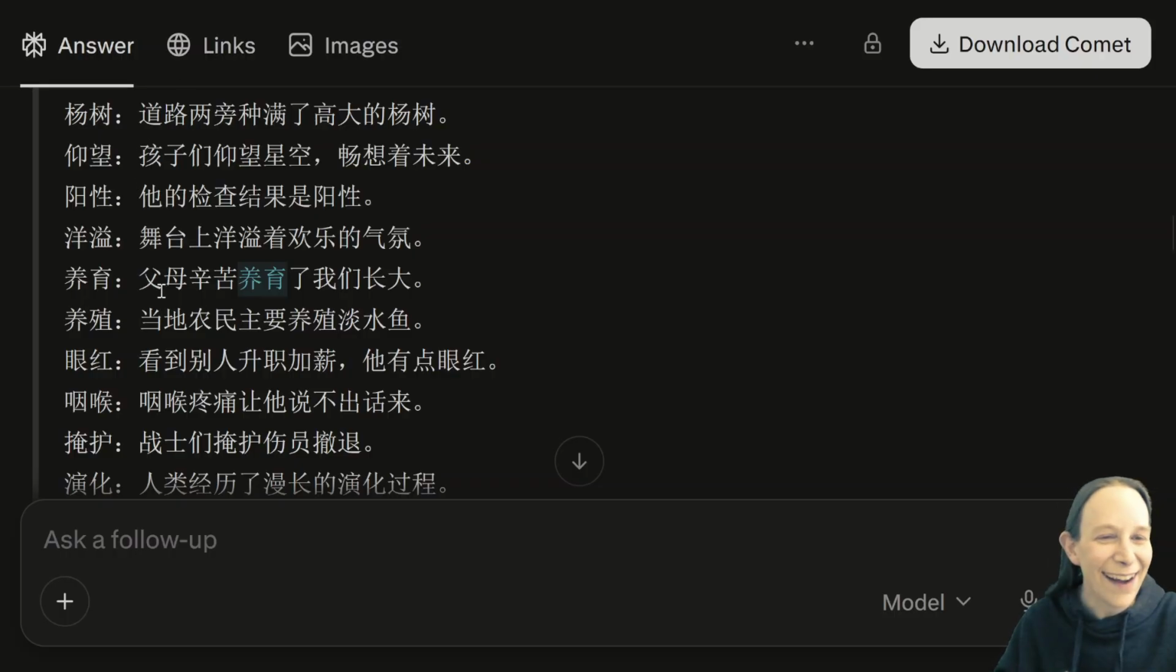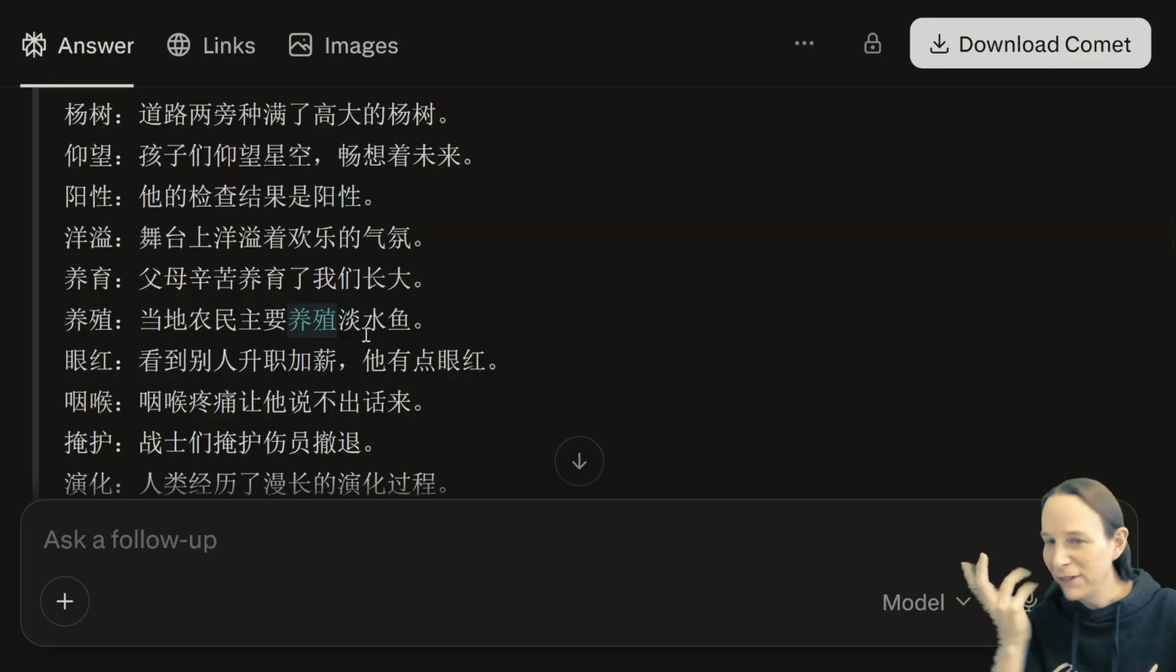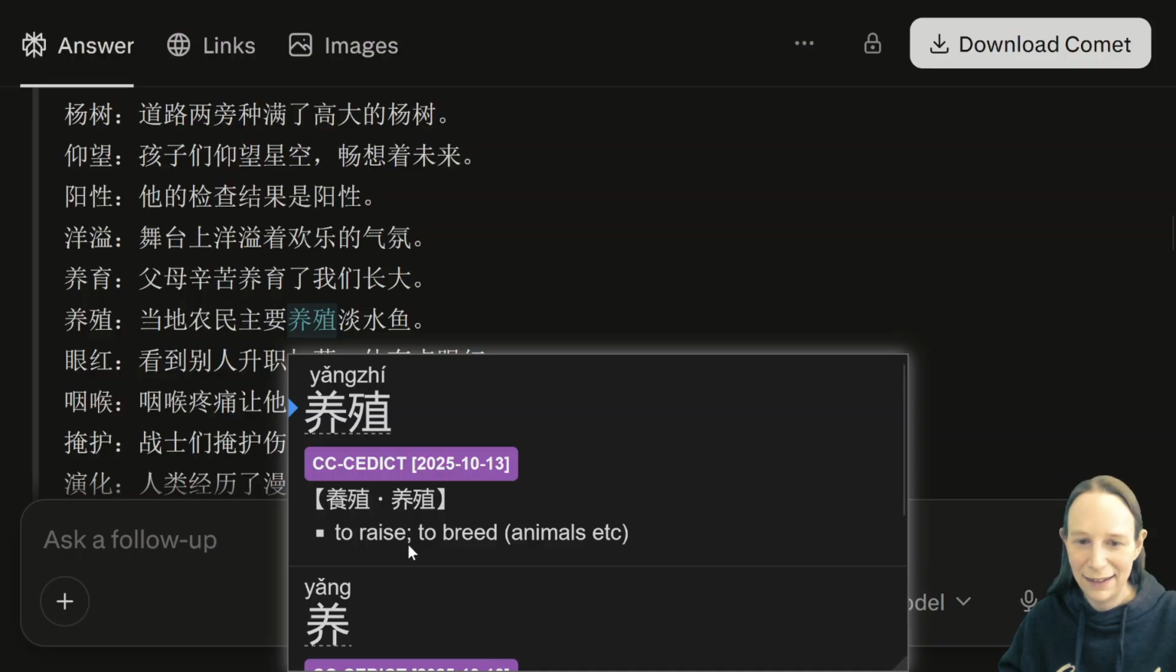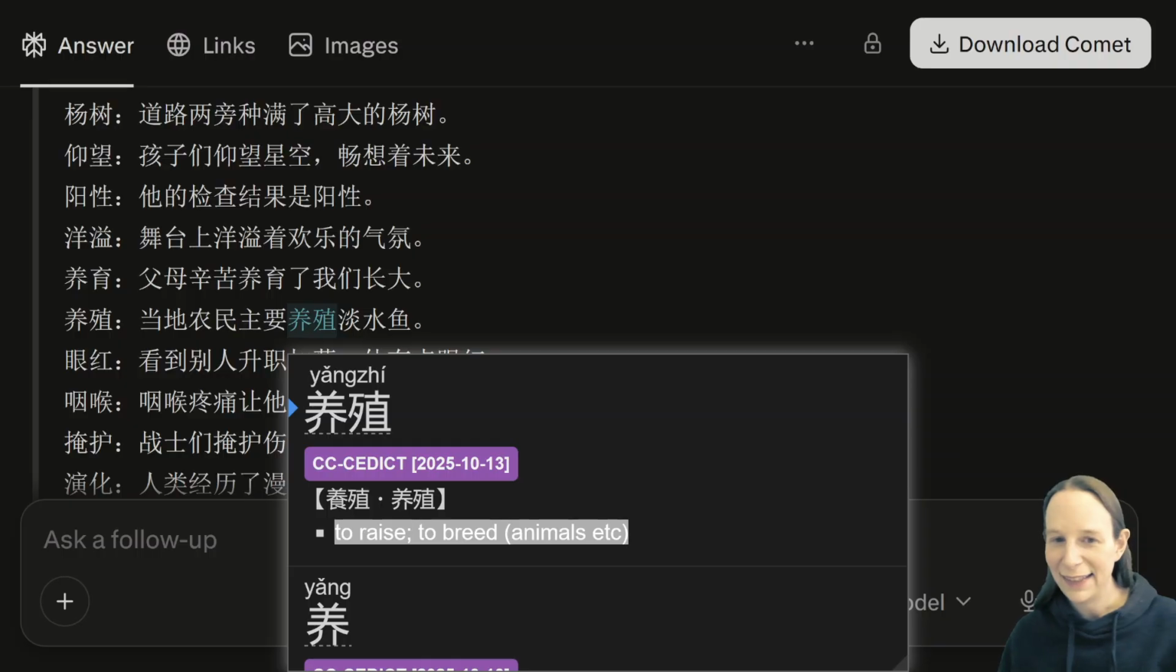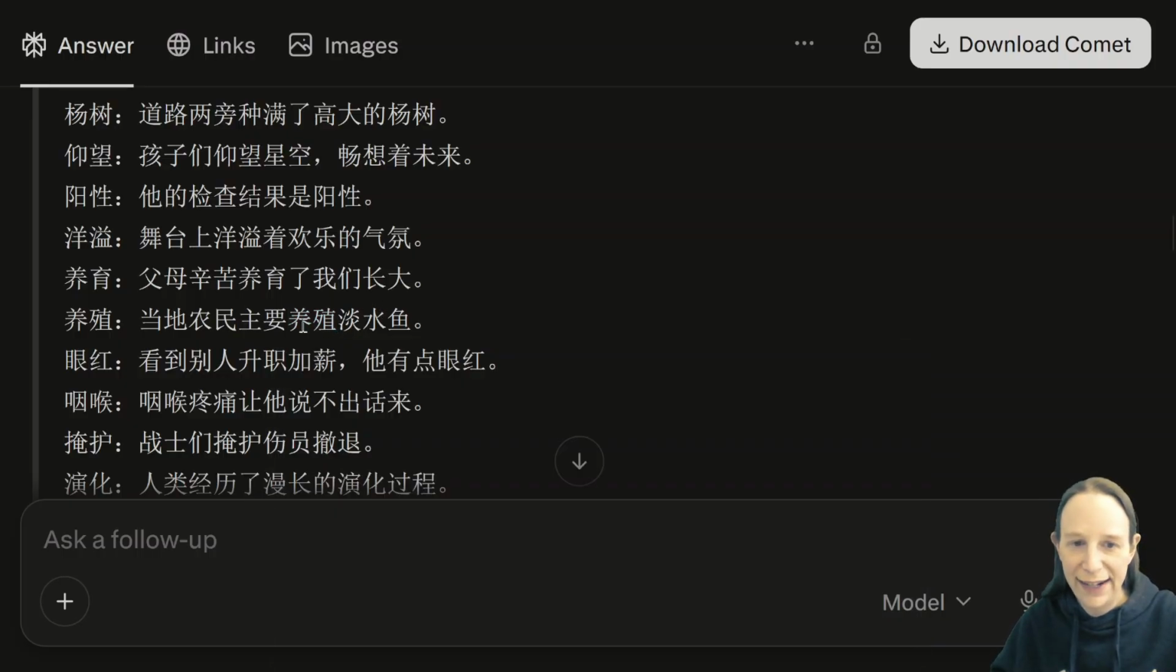养殖. Okay, so 养 is bring up. 殖 pertains to reproduction. So presumably we're like breeding cattle or something. Not breeding children. 当地农民主要养殖淡水鱼. Yeah, so they're breeding freshwater fish. I don't know. Raising? Oh, they're raising and breeding. So raise plus breed divided by 2. Mush those words together, and that's this one. All right, it's a verb.